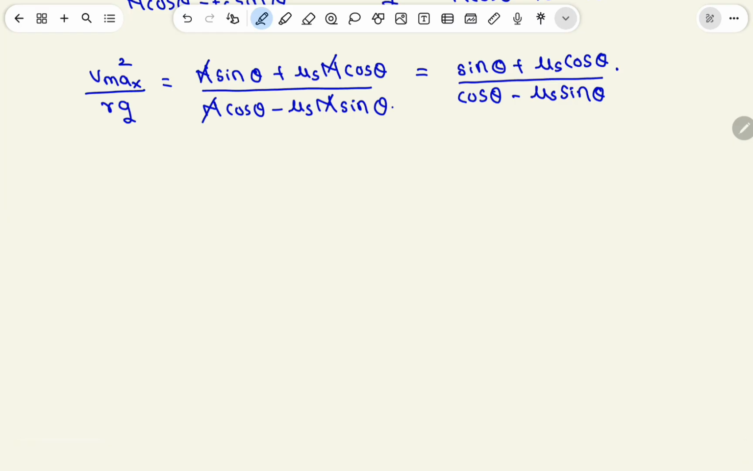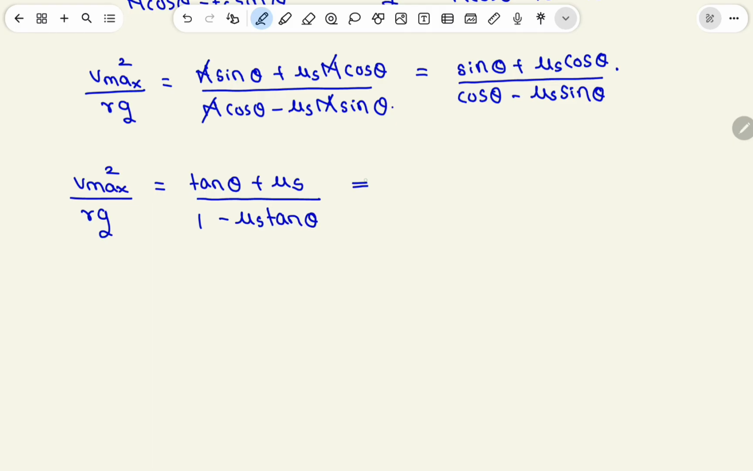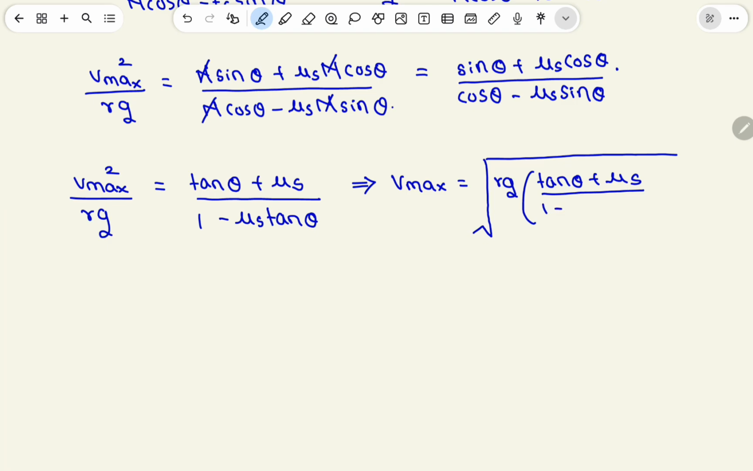Again, if I divide the right hand side of this equation completely by cos theta, I am going to get V max square upon Rg is equal to sin upon cos is tan. Then cos and cos gets cancelled, I get mu s. Again cos and cos gets cancelled, I get 1. And then sin over cos is tan. So finally, what I get is the maximum safe speed with which the vehicle can travel on the rough banked road, which is under root Rg into tan theta plus mu s upon 1 minus mu s tan theta.